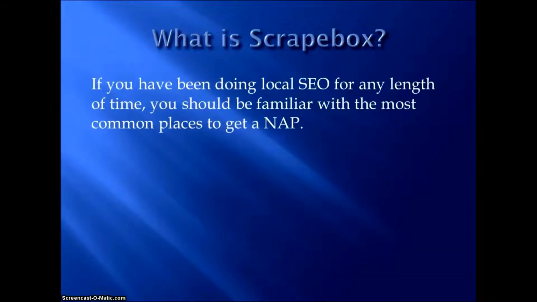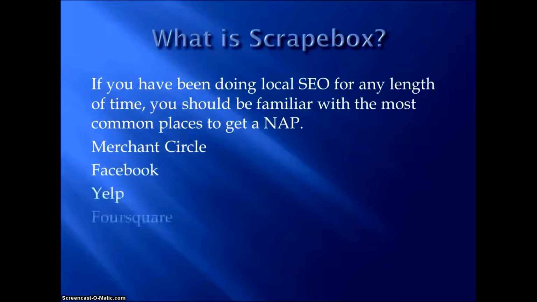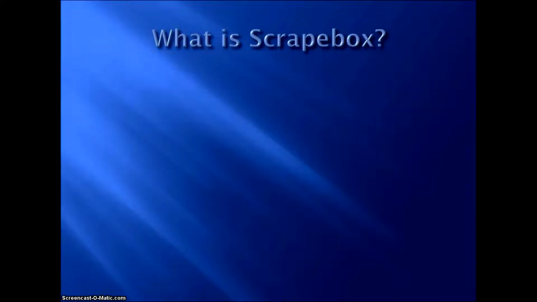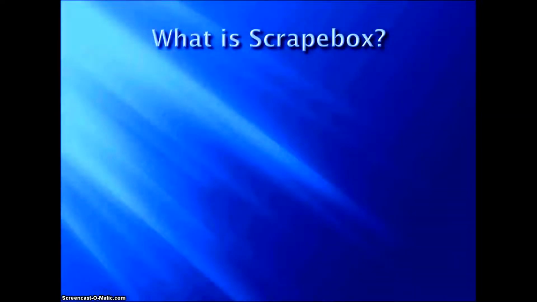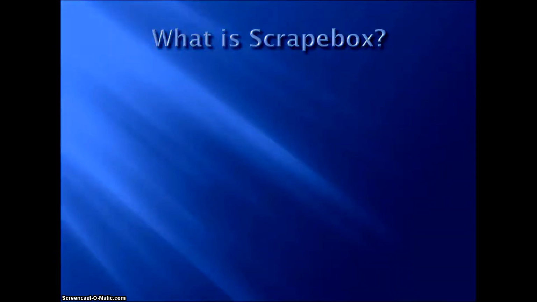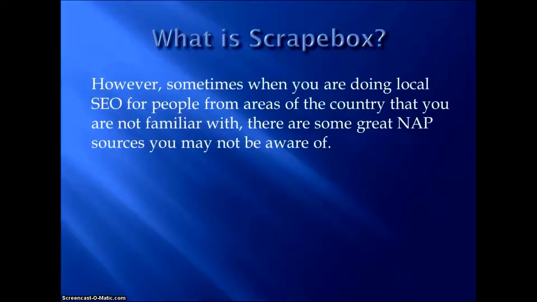If you've been doing local SEO for any length of time, you should be familiar with the most common places to get a NAP. These are just some examples in no particular order, but there's Merchant Circle, Facebook, Yelp, Foursquare, Brown Book, Localese, iBegin, Yellow Pages. There's a ton of these directories out there. I think right now I have a list of about 60 that I use for every single one of my clients.